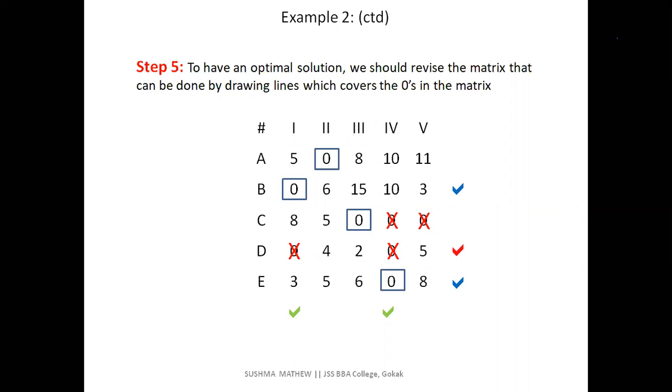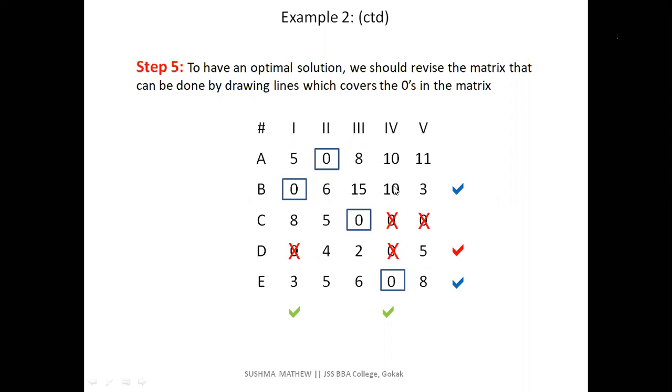Okay. And similarly, in the fourth column of 0, wherever I have marked the green, there again check for where the assignment is being made. The assignment is being made on the Eth row. E. So I'm just putting the mark there.